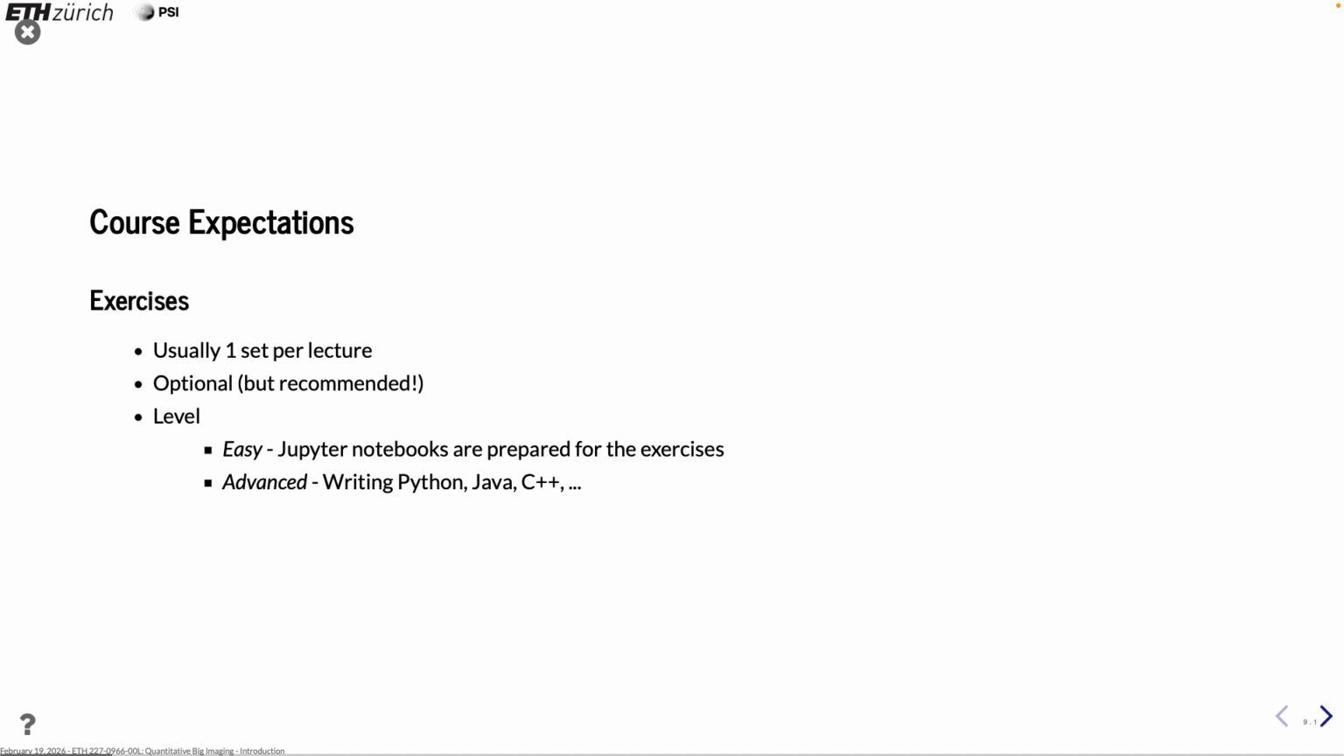If you want to do advanced, you can of course also write Python, Java, or C++ code, but that will take quite a lot more time if you want to do things from scratch. If you would like to do it, you're welcome to. It's not really the recommendation, because you will spend more time than needed for it.